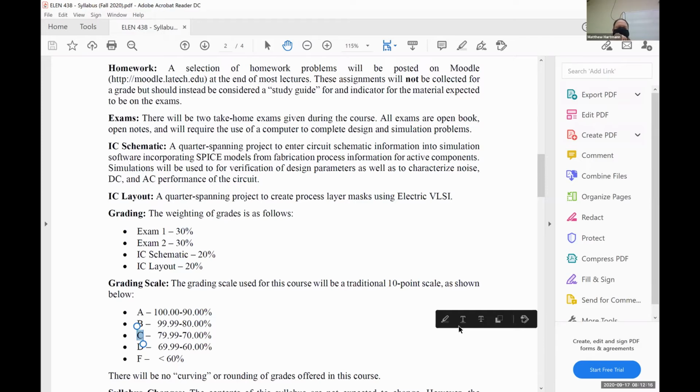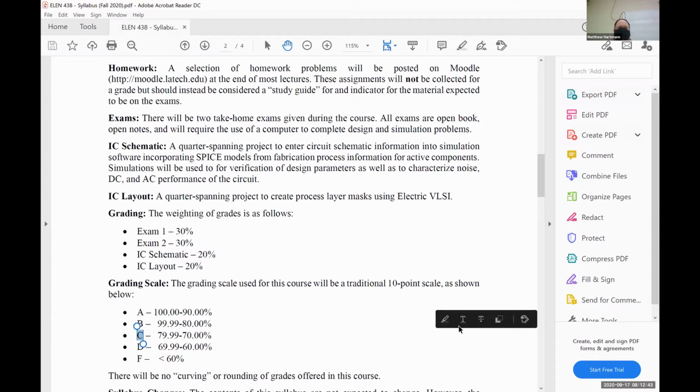There is an IC schematic and an IC layout project, and those are really what the focus of this class is about, is how to create those files and design our integrated circuit. So we're going to start working on that probably actually on Tuesday to some extent.